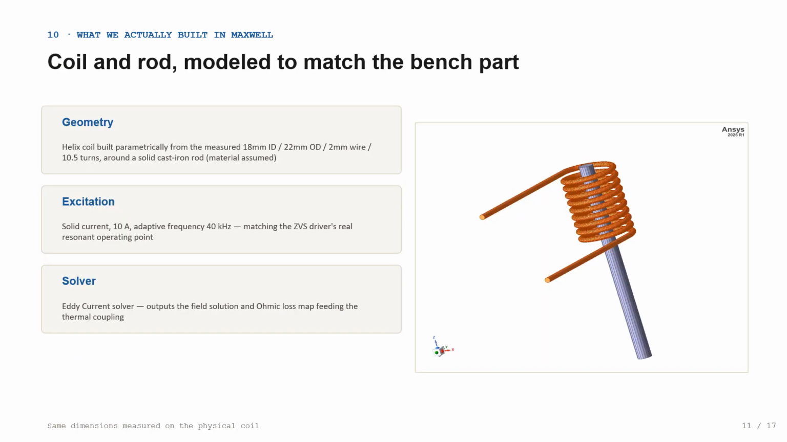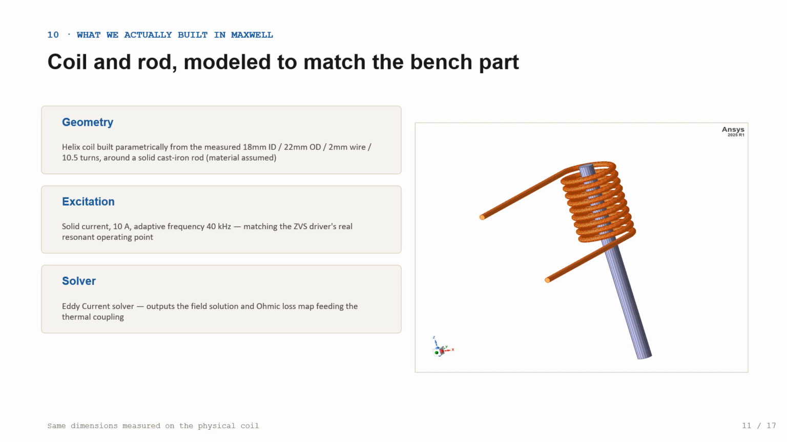Let's step back from the physics for a moment and look at the actual CAD model behind these results. Because a simulation is only as trustworthy as its correspondence to the real part. The geometry is a helix coil, built parametrically from measurements taken directly off the physical coil. 18 millimeters inner diameter, 22 millimeters outer diameter, 2 millimeter wire, 10.5 turns, wound around a solid rod whose material we are assuming to be cast iron.